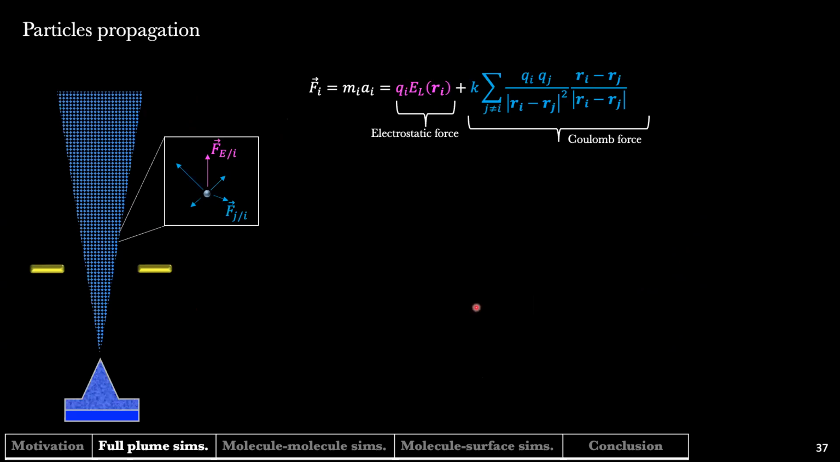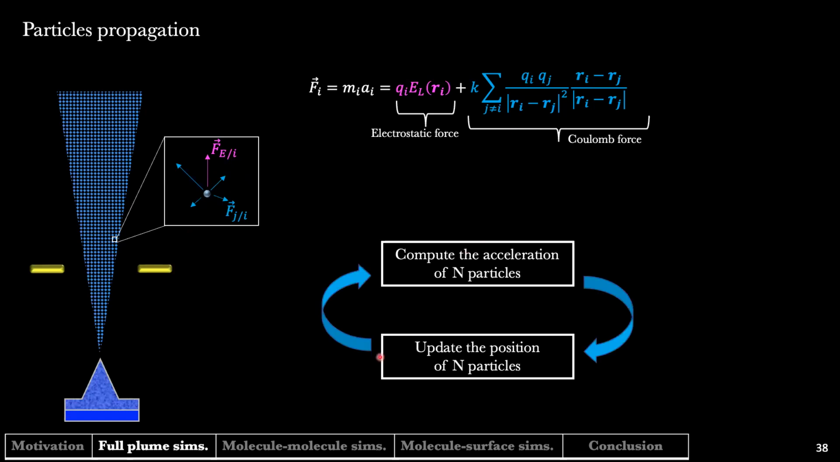And then we need an algorithm to propagate the particles. And each particle in the system is subject to two forces. First, there is the electrostatic force that is due to the external electric field. And then there is the Coulomb force that is due to the interaction between the particles. So we need an algorithm to compute the acceleration of the n particles. And then we need an algorithm to update the position of the n particles.